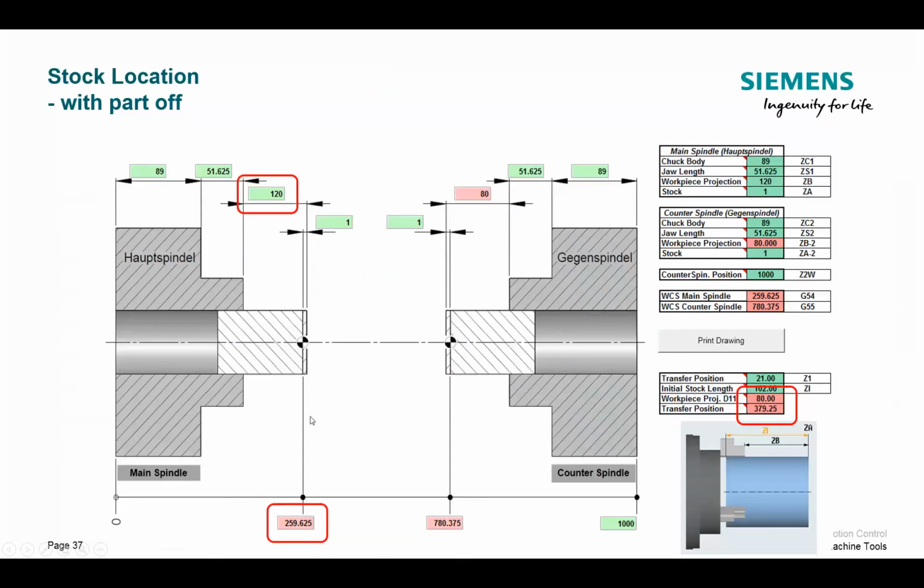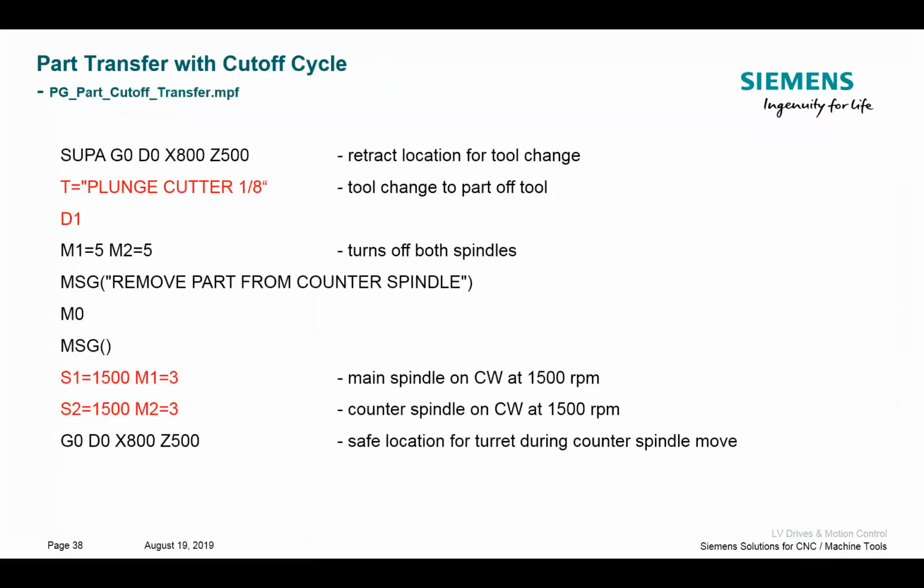So that's where you can start to see how there's so much dependency on these numbers as I start to plug them in. So what are we adding here? The header of the program is the same. There's no point in going through the entire program. It's all the same stuff. What I've done now is after my safe retract before my transfer, I've now added in a tool change to go grab a part off tool.